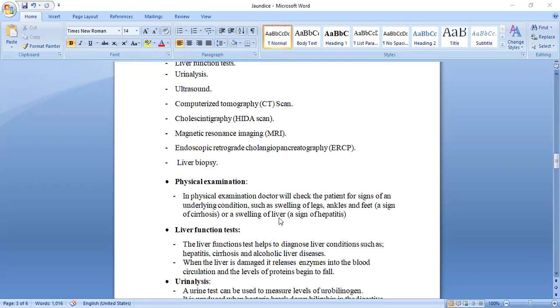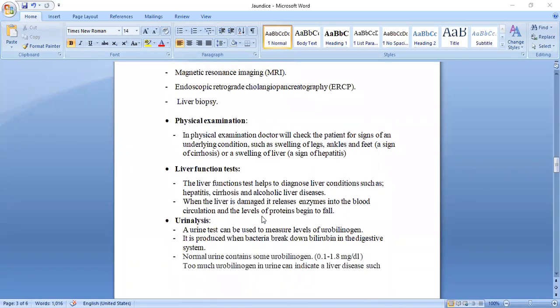If we palpate the abdomen, the doctor can understand that due to swelling of the liver, there may be chances of jaundice. Now, liver function test. The liver function test helps to diagnose liver conditions such as hepatitis, cirrhosis, and alcoholic liver diseases. When the liver is damaged, it releases enzymes into the blood.